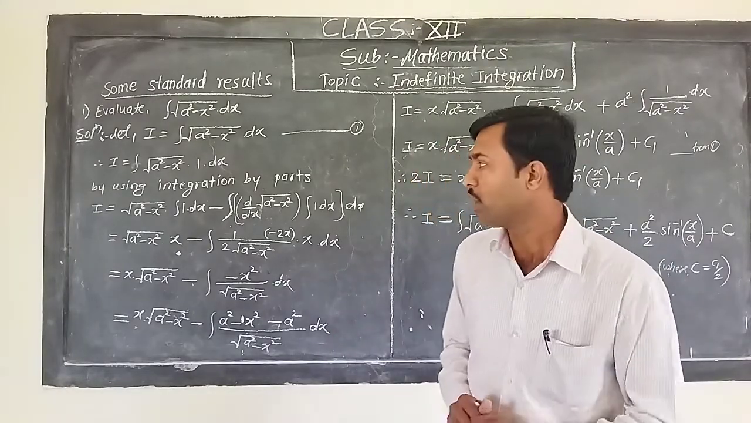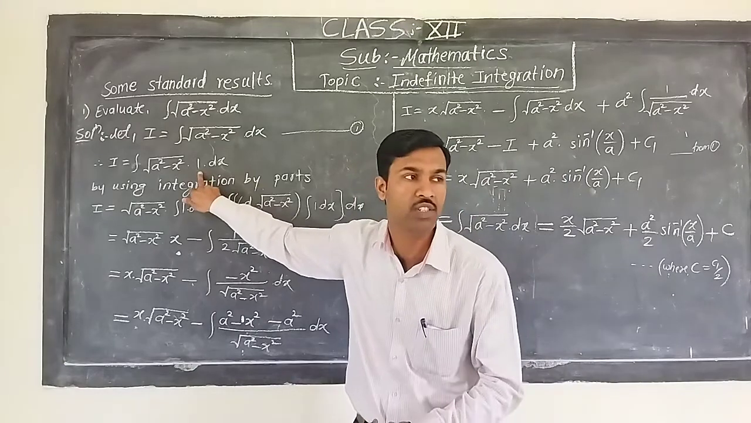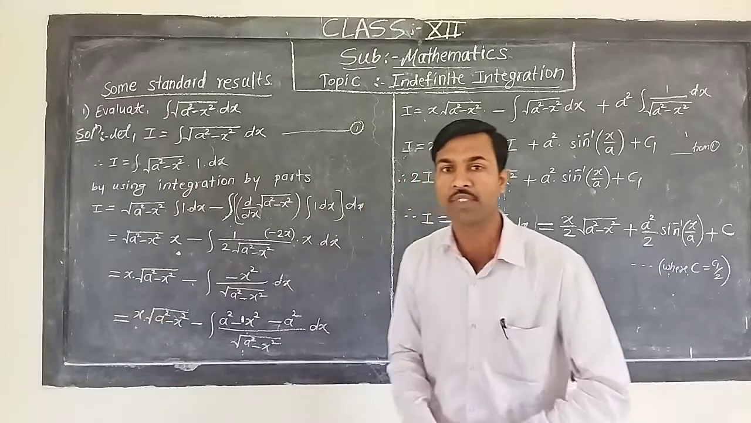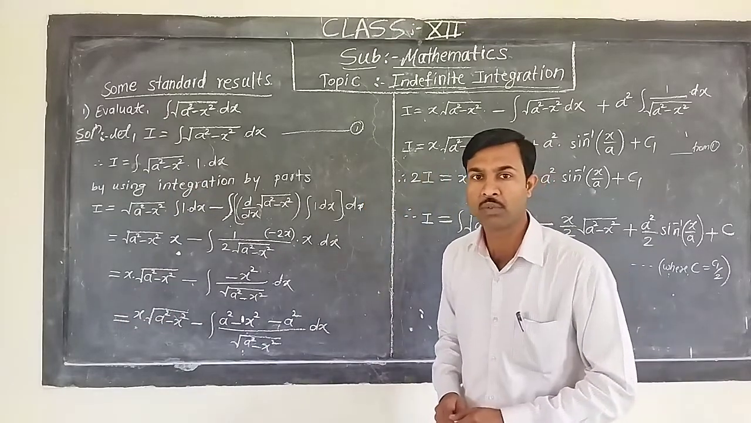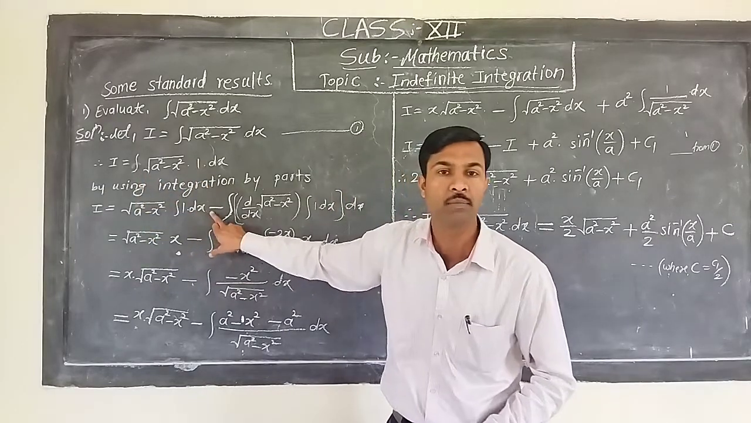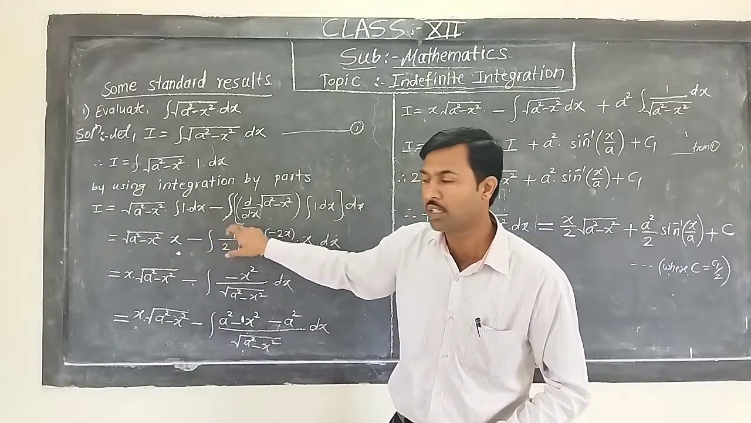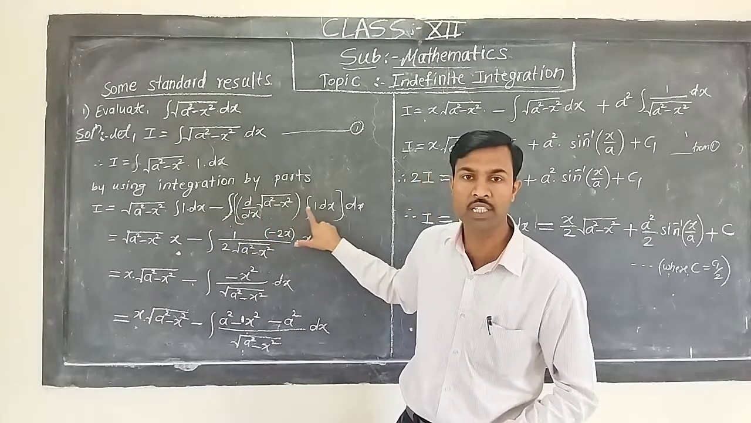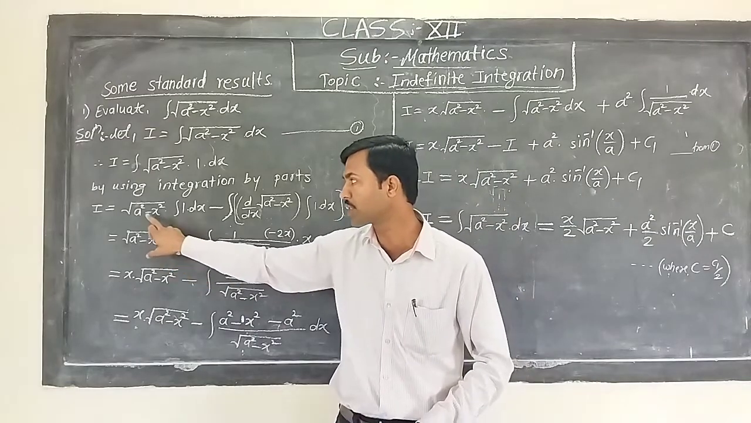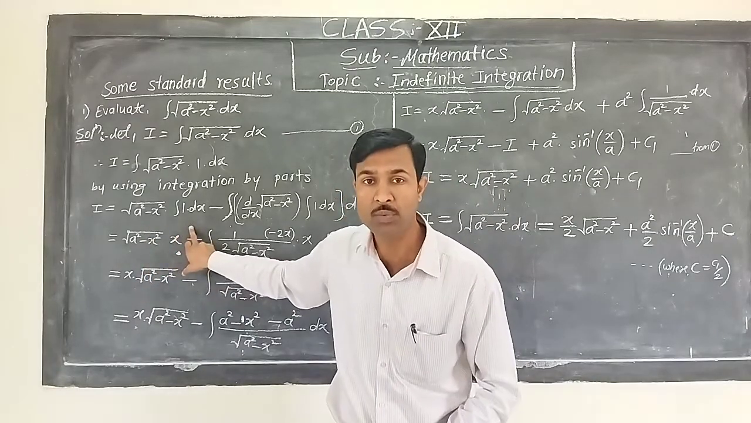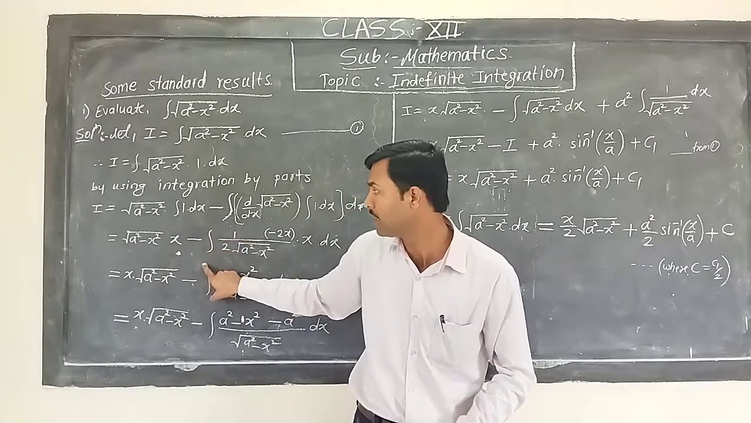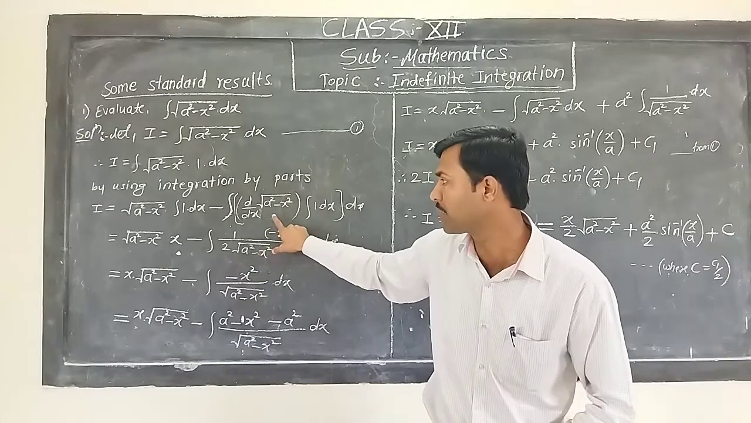For that, friends, always take 1 as the second function. So our first function will be under root of a square minus x square. After applying integration by parts, we get first function into integration of second function, minus integration of derivative of first function into integration of second function, into dx. Now friends, how to solve these terms? The first term remains as it is. Integration of 1 dx is x, minus the integration, which remains as it is.